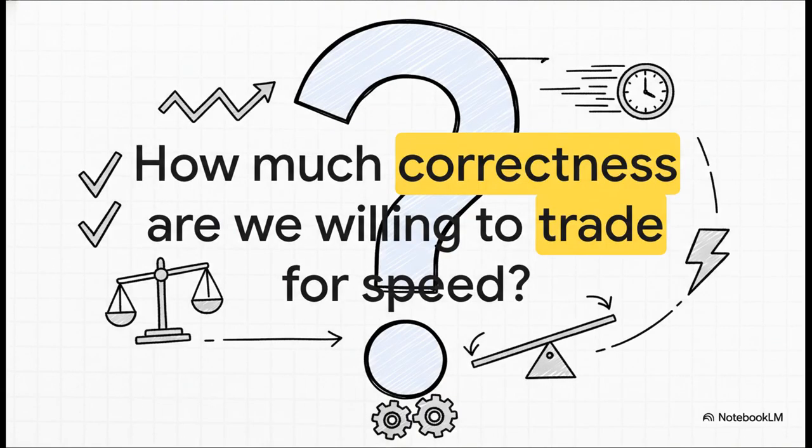And that really leaves us with a fascinating question, doesn't it? In a world that demands everything to be faster and always online 24/7, we're constantly navigating this trade-off. How much of that perfect, instant correctness are we actually willing to sacrifice for a system that never, ever goes down? It's a balancing act every single tech company has to figure out.